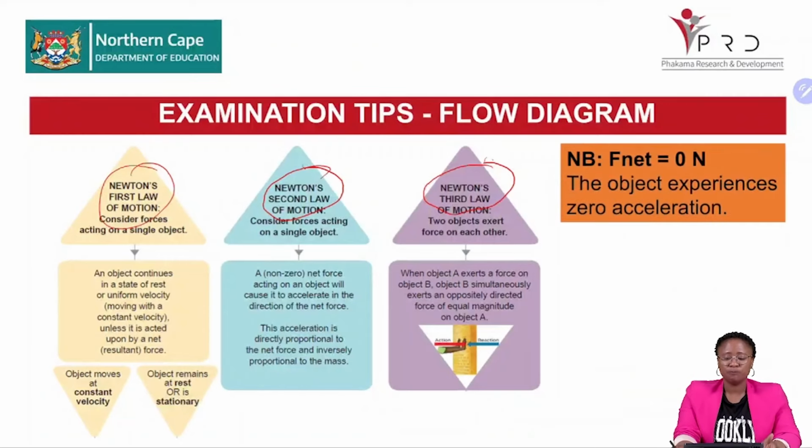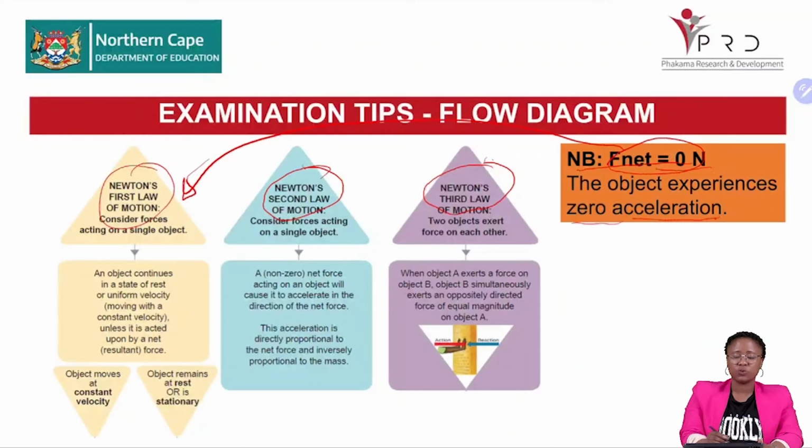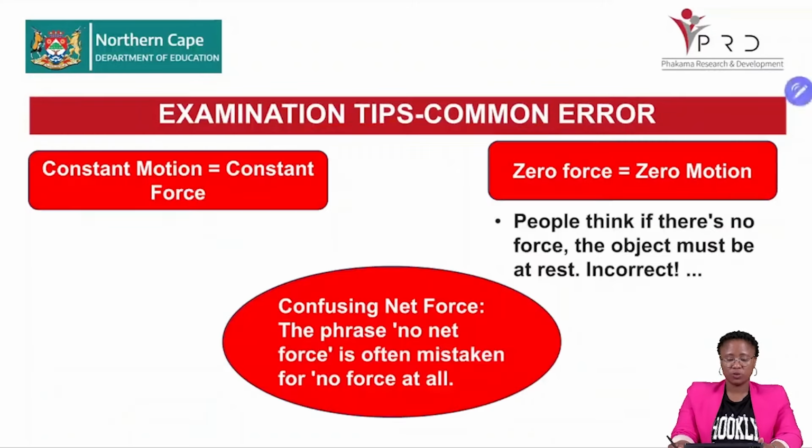Now, what I want you to remember is NB. I already made you an NB there, which is very, very important. The object experiences zero acceleration when F net is equal to 0. And remember, F net equal to 0 is always associated with Newton's first law. Very important to remember that.